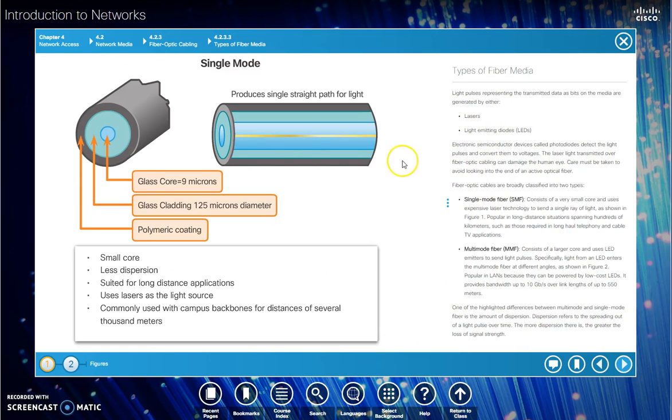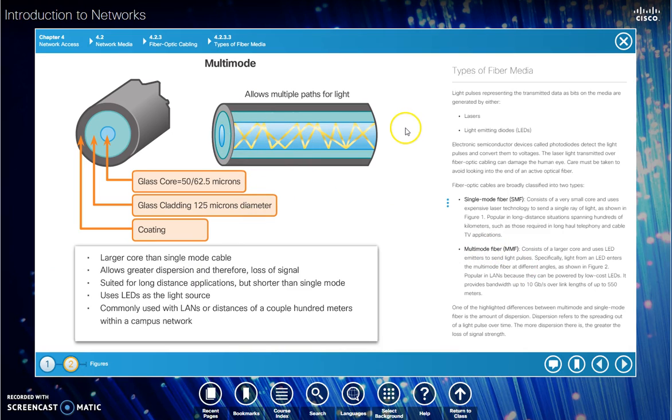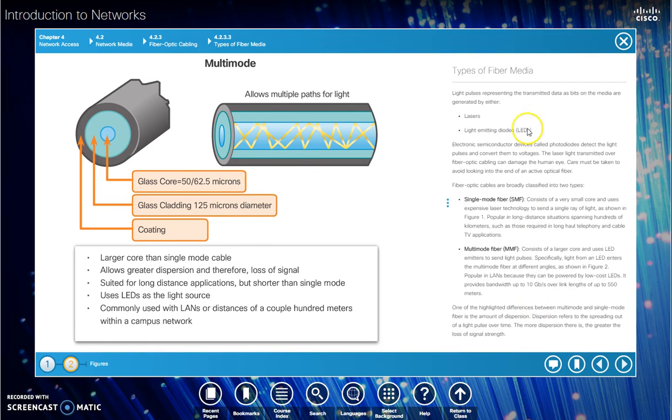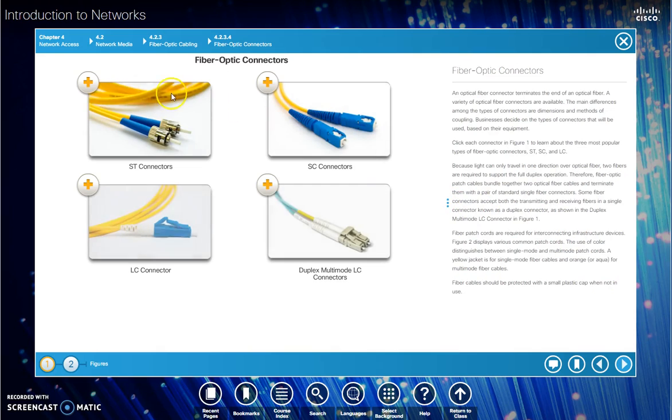You have single mode, that's one beam of light. Multi-mode, multiple beams of light. Multi-mode is faster with shorter range. Single mode is slower with longer range. Go ahead and read through this. It's important to know the differences. LEDs are the cheaper version. Again, not good range. Lasers, better range. So you tend to have single mode with laser and multi-mode with LEDs and short range fiber. You gotta know what you're working with.